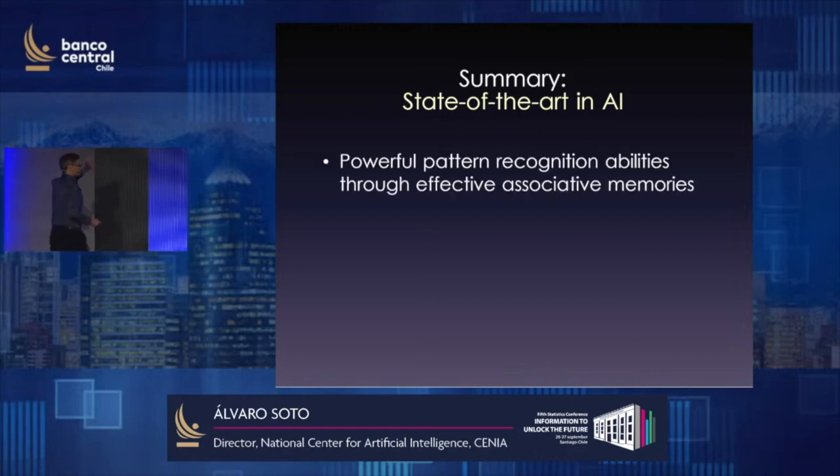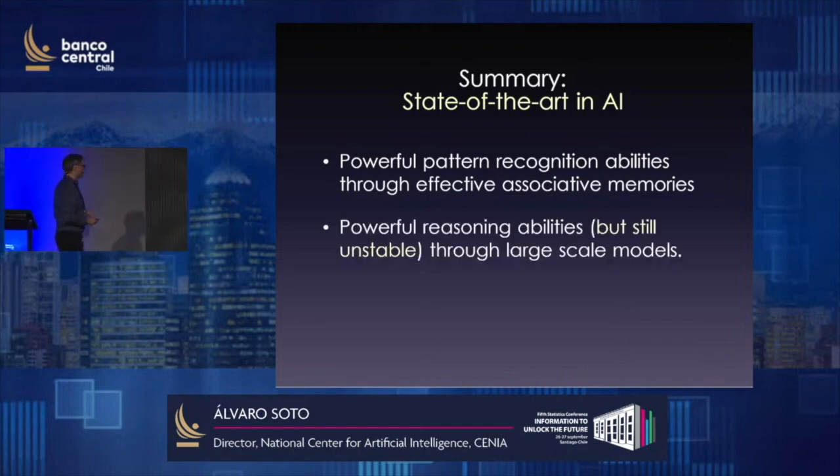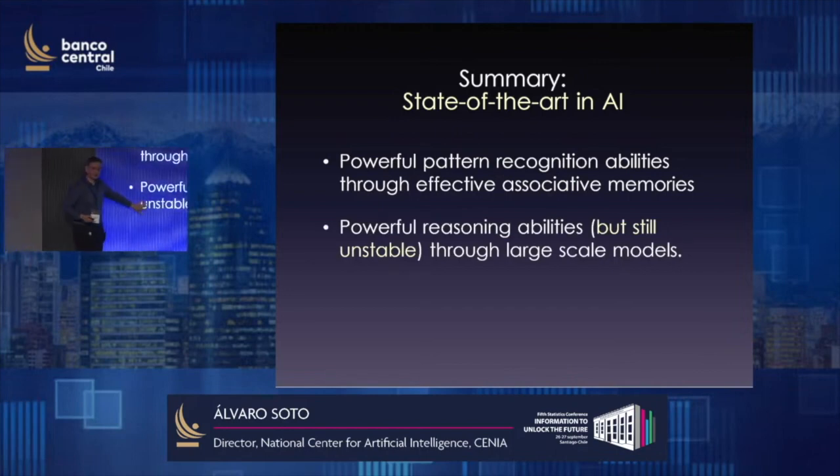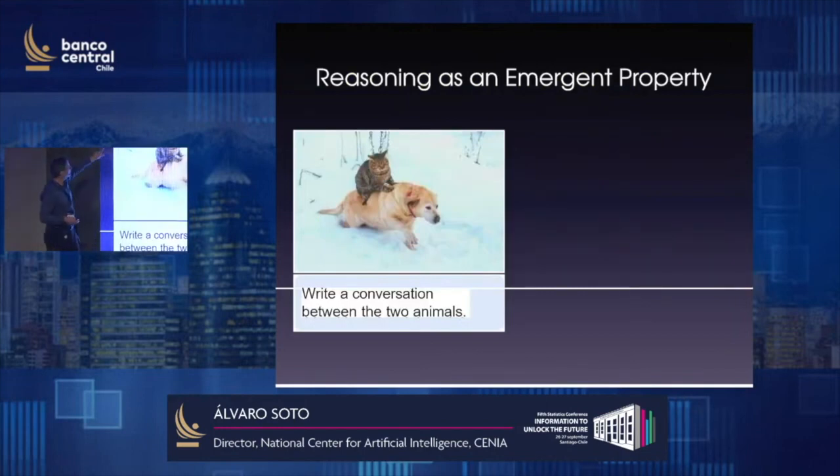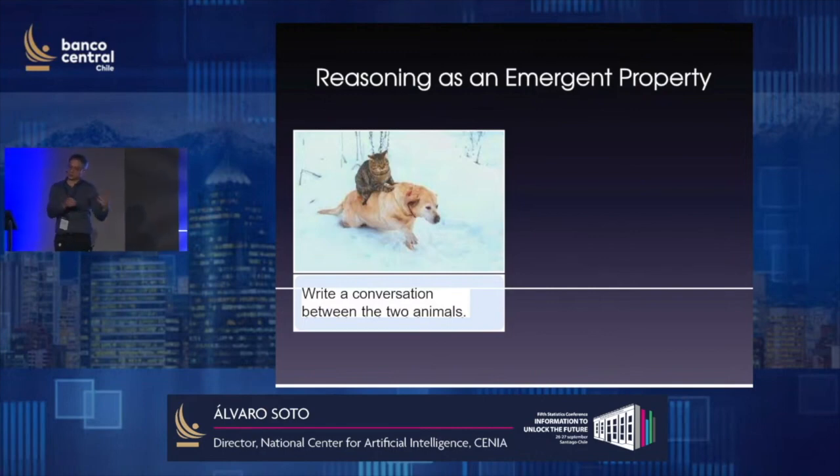Powerful pattern recognition abilities through effective associative memories. Works very well. And then we also had some powerful reasoning abilities, but still unstable. This property is an emerging property of the size. Why does it happen? When does it work, when does it not? It's something that still needs more research.